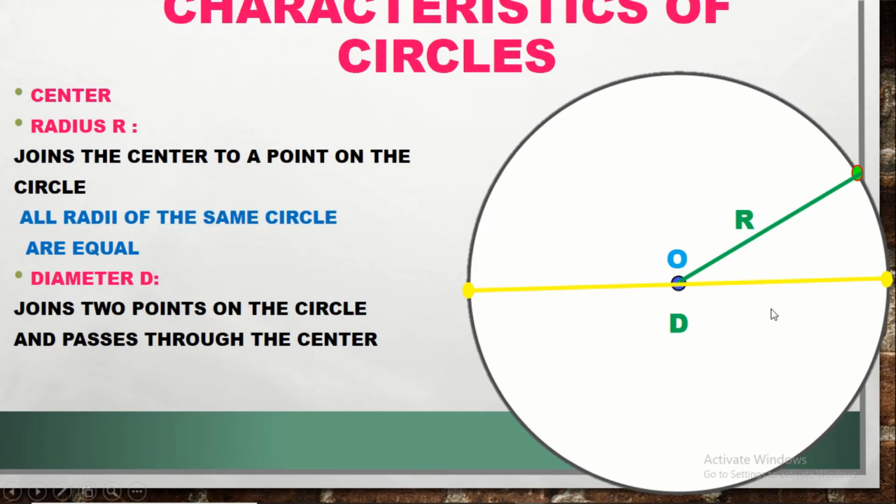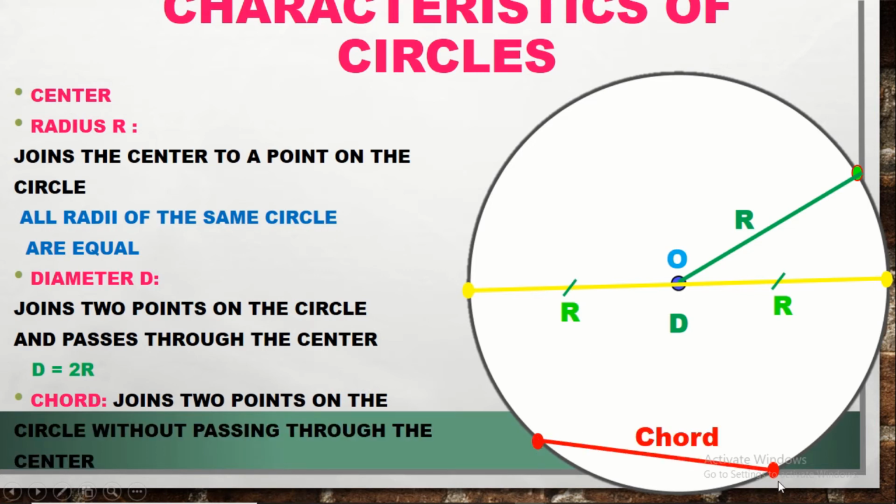Let's see how many radii are in a diameter. We have 2 radii in the diameter. This is the first one from the center to the point on the circle, and this is the second one from the center to the point on the circle. That's why we say the diameter D is equal to 2R. It contains 2 radii. Well, the final characteristic in a circle is the chord that joins 2 points on the circle without passing through its center.